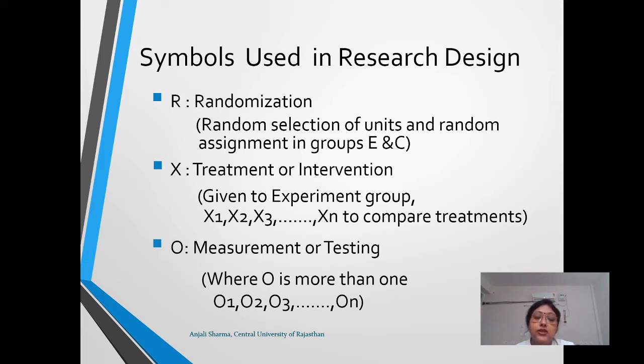And the O symbol denotes measurement or testing, and where there is more than one, we have O1, O2, O3, up to the nth, depending upon how many times we are going to test and measure. So basically, the three symbols we are using in research design to give the notation and to understand what kind of research design it is are R, X and O. We are going to use these symbols further in our discussion, so please keep that in mind.